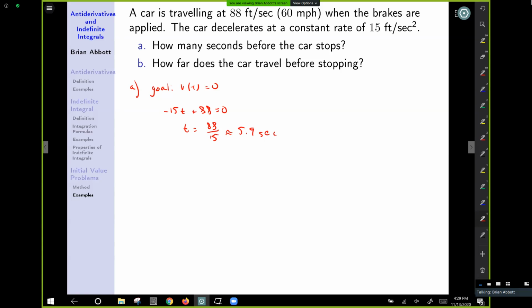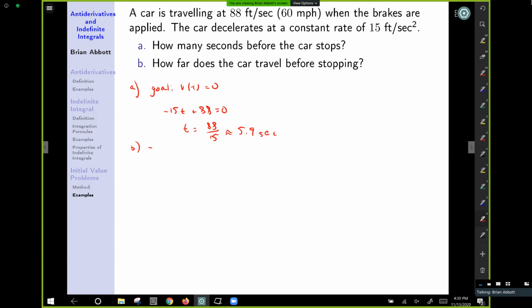Seems fairly reasonable to stop a car going 60 miles per hour in 5.9 seconds. I don't really know. I've never stopwatched it. I hope so. Okay. The next thing is we're ready to tackle the distance it travels before stopping. So part B.